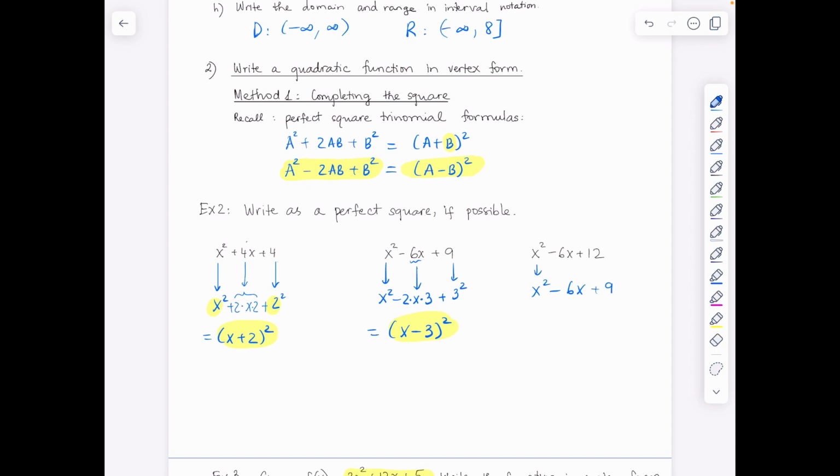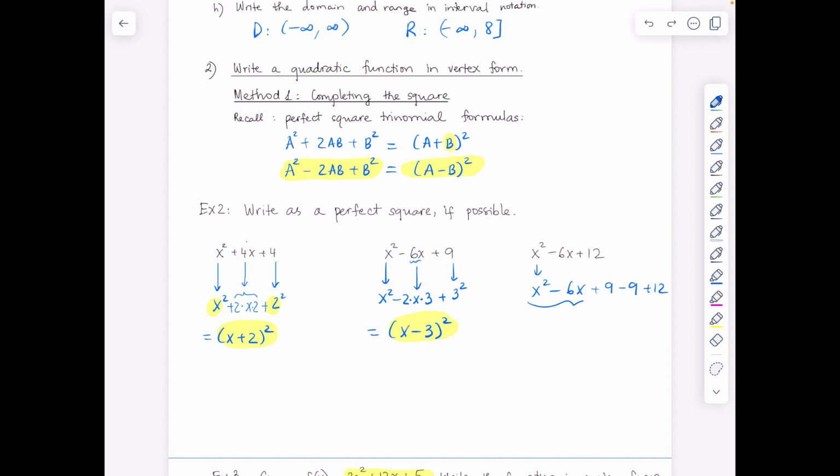plus 9. Now, because we are adding 9, you would need to subtract 9 and then bring down that plus 12. By adding 9 and subtracting 9, we're not changing the value of that function. And as you can see, we're still left with x squared minus 6x plus 12.